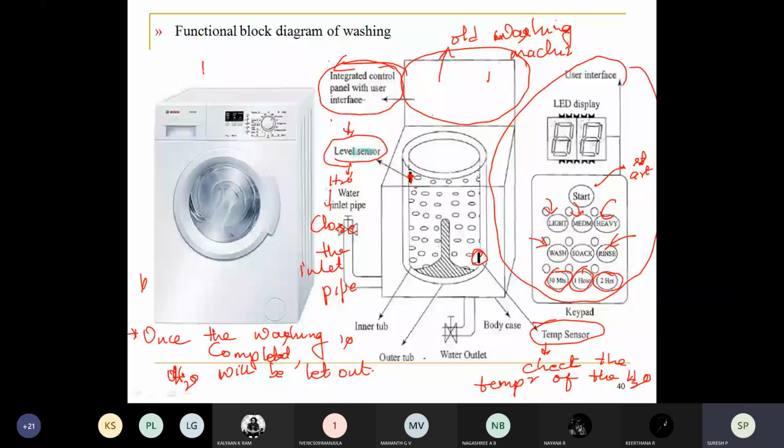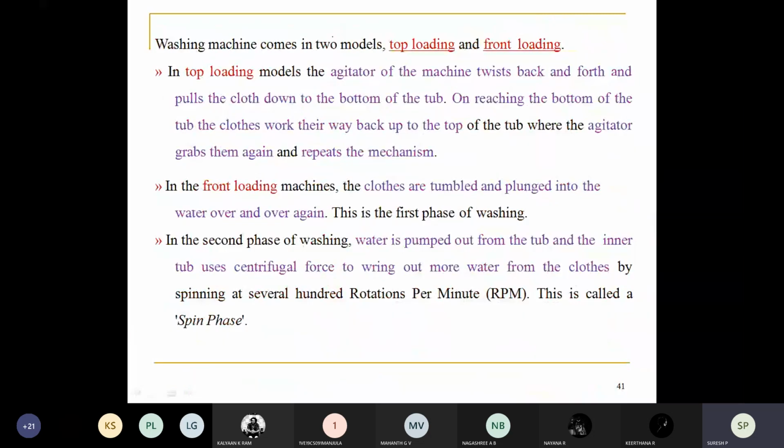So you can see that in top loading models, the agitator of the washing is back and forth. If we take the top loading model, the agitator which is fitted to the tub will rotate back and forth and pull the cloth down to the bottom of the tub. On reaching the bottom of the tub, the clothes work their way back onto the top of the tub, where the agitator grabs them again and repeats the mechanism.